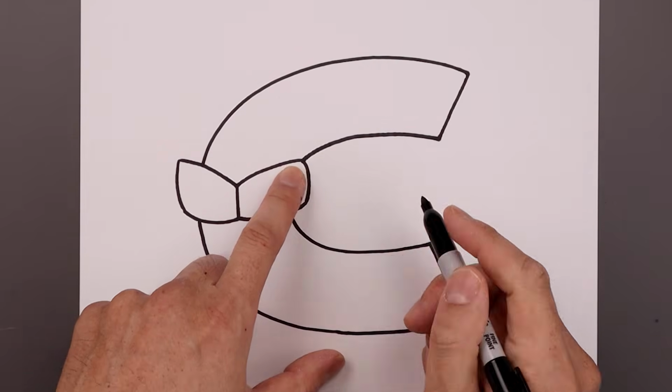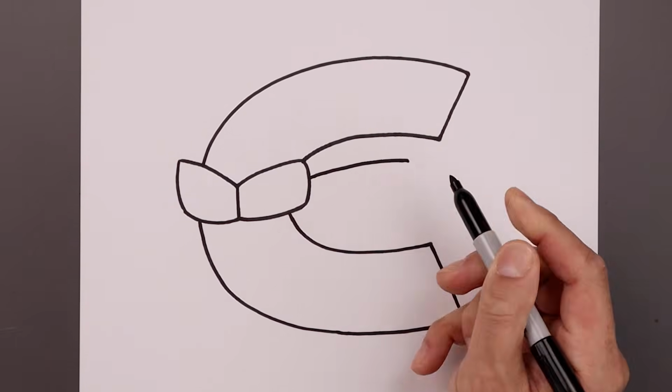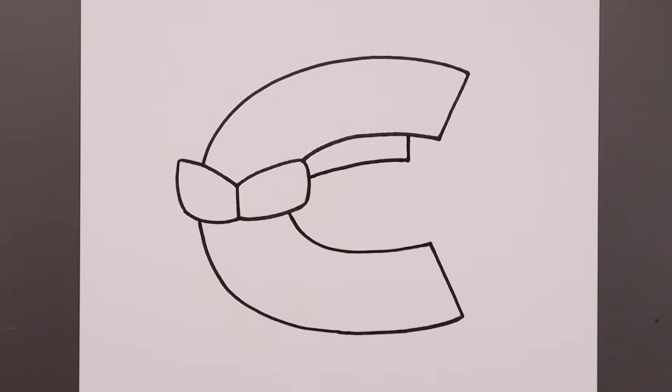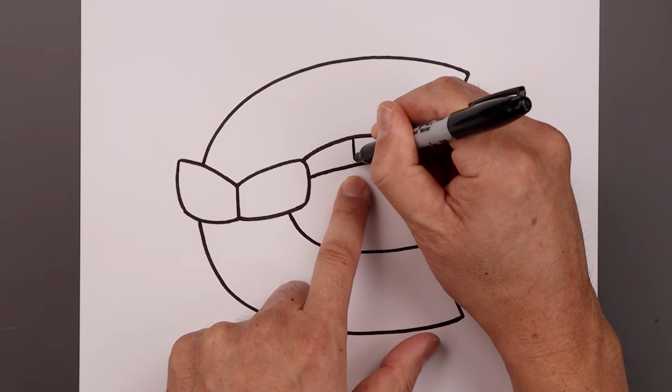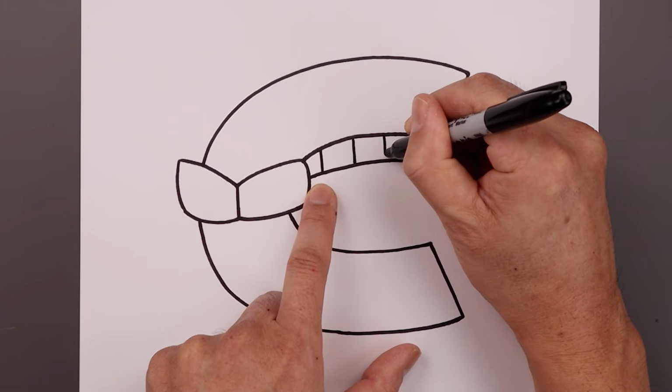Now let's draw the top row of teeth. From the side of the right eye, bend this up and then out, and go straight up underneath. Let's separate the teeth with 3 lines. We're going to start right in the middle, coming down, and then we'll add one more on either side.